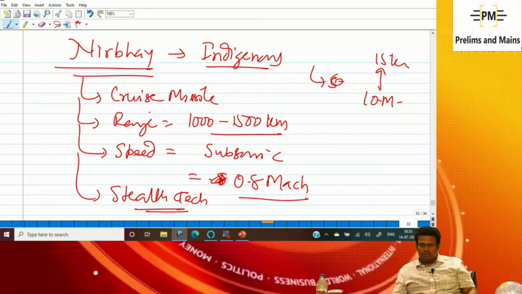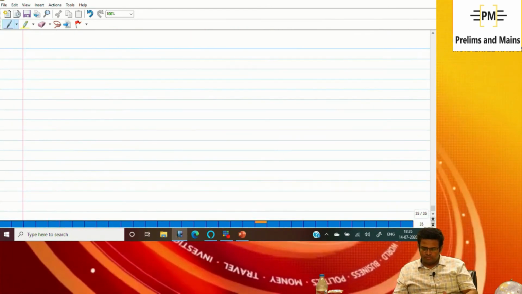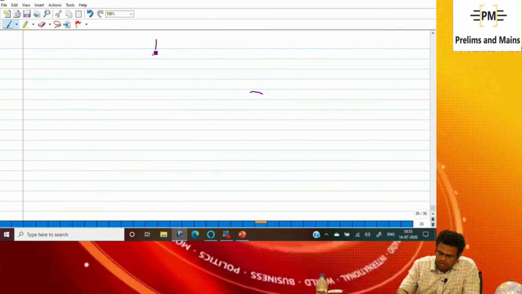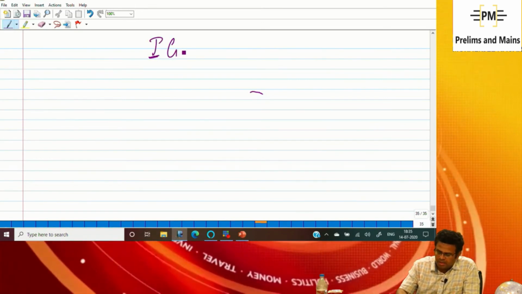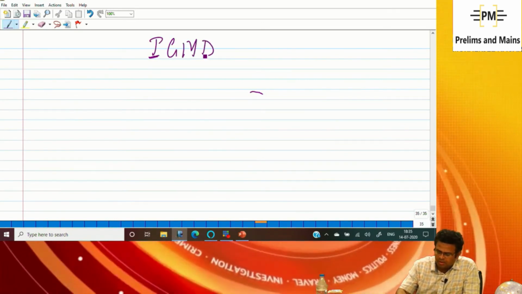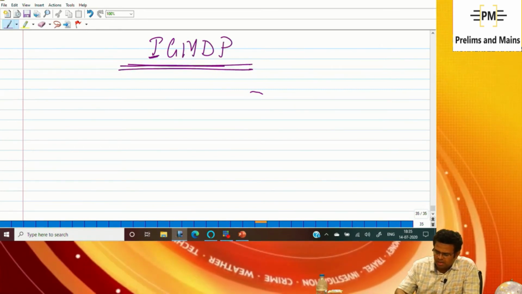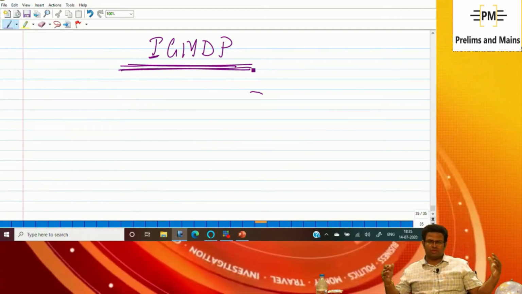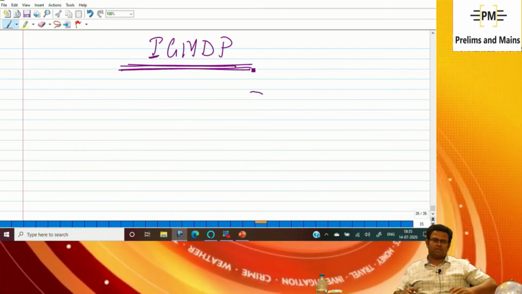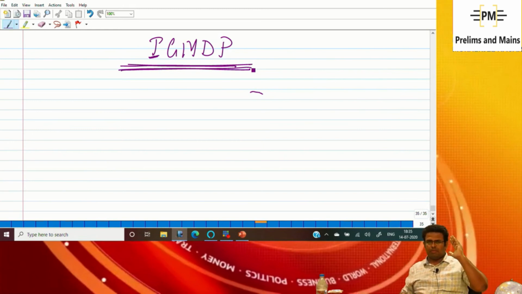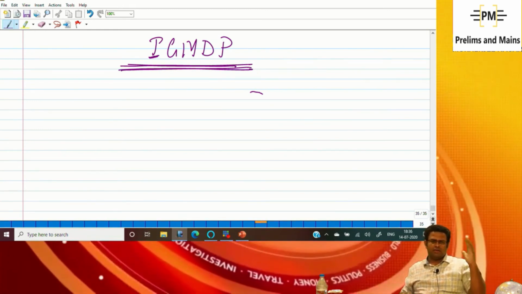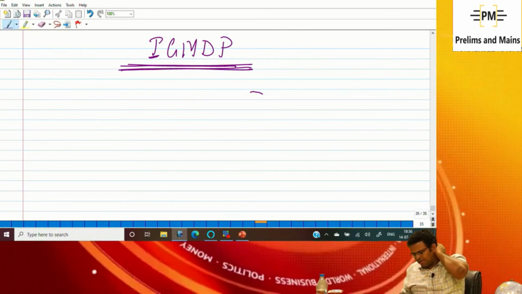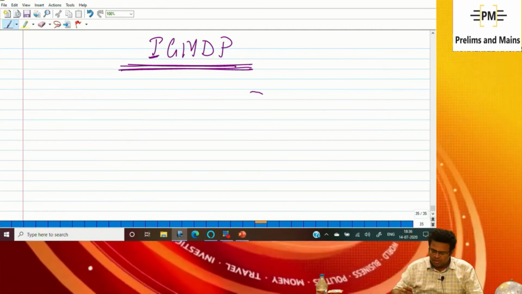So the next thing that we are going to see is the integrated guided missile development program. This cruise missile is a guided missile, meaning throughout its journey it is guided through the computer. In the ballistic missile, it is guided only in the boost phase. So the cruise missile is completely guided and ballistic missiles are not completely guided.